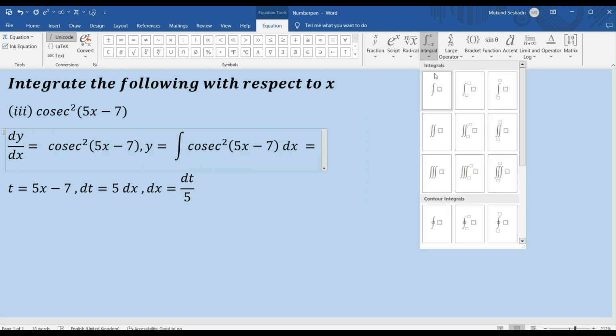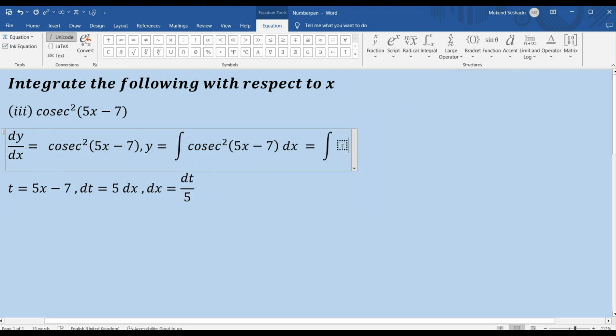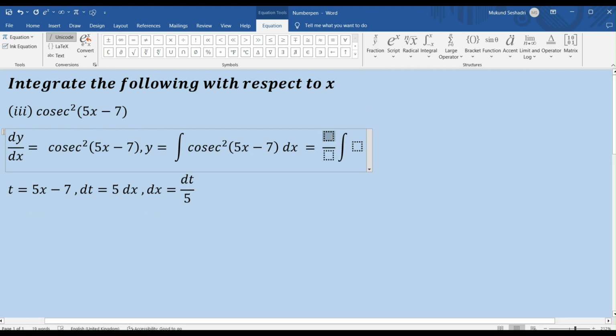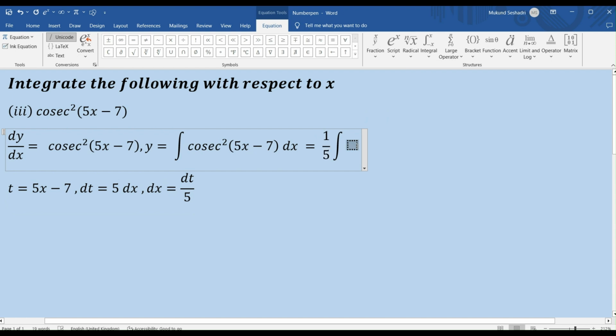And what do I get? I get cosecant square t, and my dx becomes dt by 5. I pull out the 1 by 5 and I'm left with the integral of cosecant square t dt, right? And does this look very familiar to us? The answer is yes.